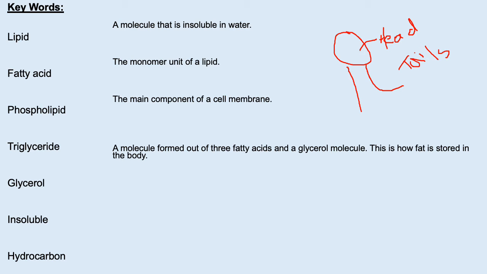A triglyceride is a molecule formed out of fatty acids and a glycerol molecule, and it is how fat is stored within the body. So a triglyceride is a molecule formed out of 3 fatty acids and is how fat is stored, and the glycerol is the backbone that holds the triglyceride together.